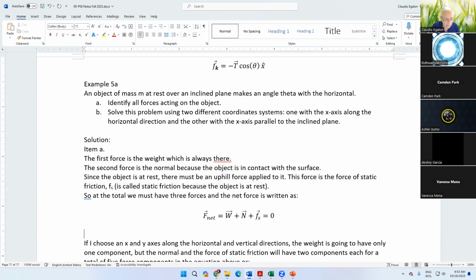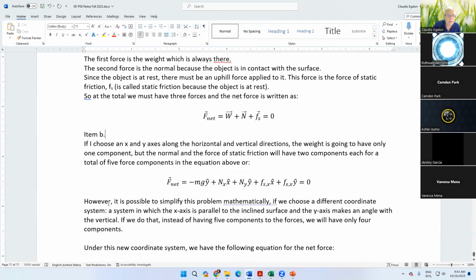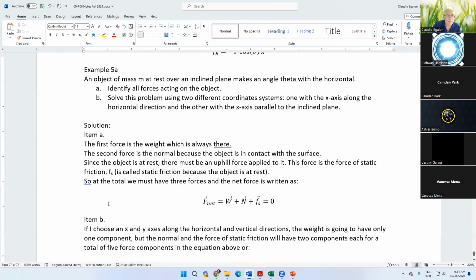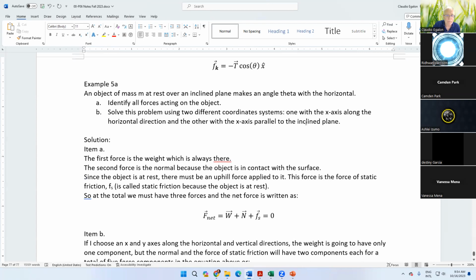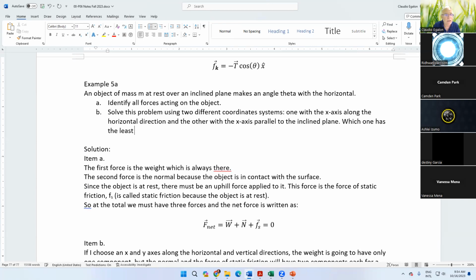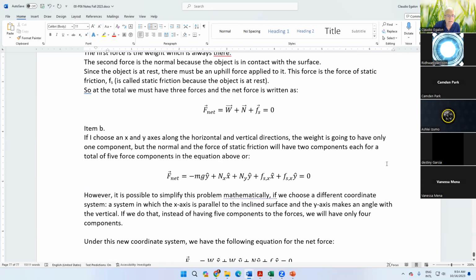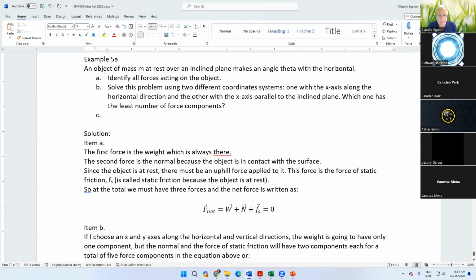Now, item B. We can start organizing it. Which one has the least number of force components? Right? That's it.